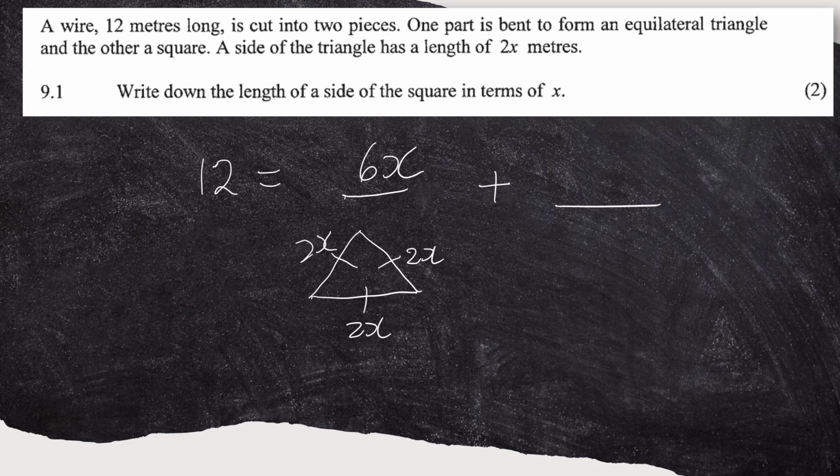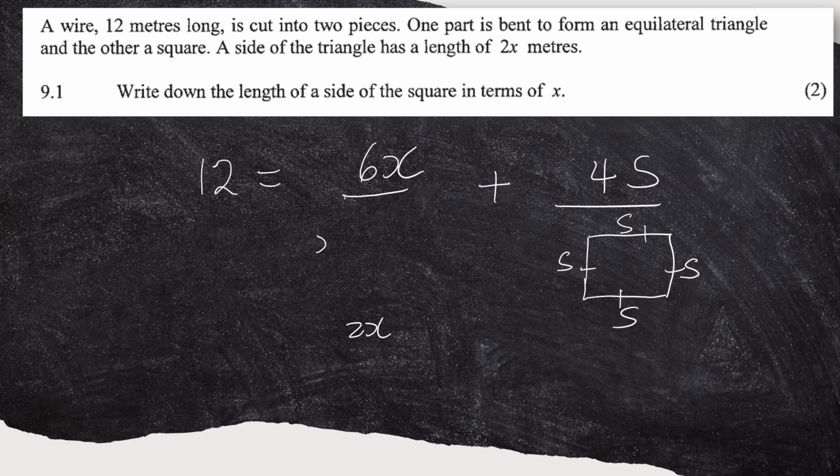Okay, the other one is then forming a square, in which we do not know the sides in terms of x. So that is what the question wants: find the sides in terms of x. We know that a square has 4 equal sides. So I'm just going to say 4s, and we're going to solve for that s and express it in terms of x. Okay, so that's how we can actually do it.